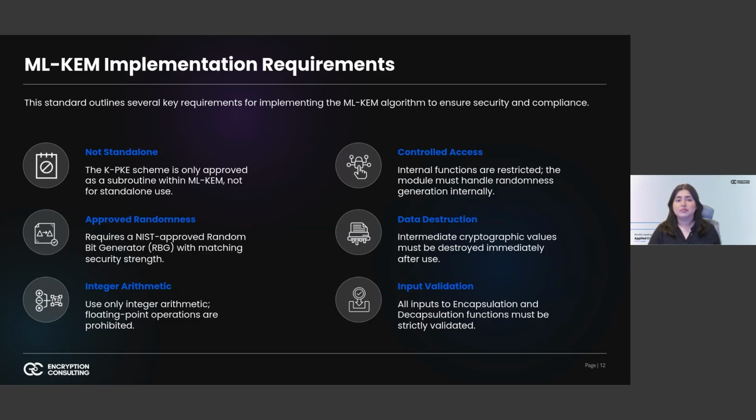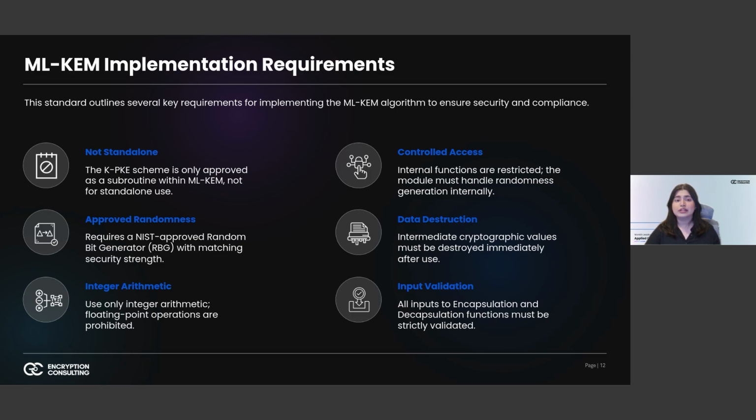We're diving into the implementation rules for FIPS 203, which governs the ML-KEM. These six requirements are essential engineering mandates that ensure the system is not only quantum safe but also resilient against practical attacks. The first rule establishes architectural boundaries. The underlying encryption scheme, Kyber public key encryption, cannot be used on its own.